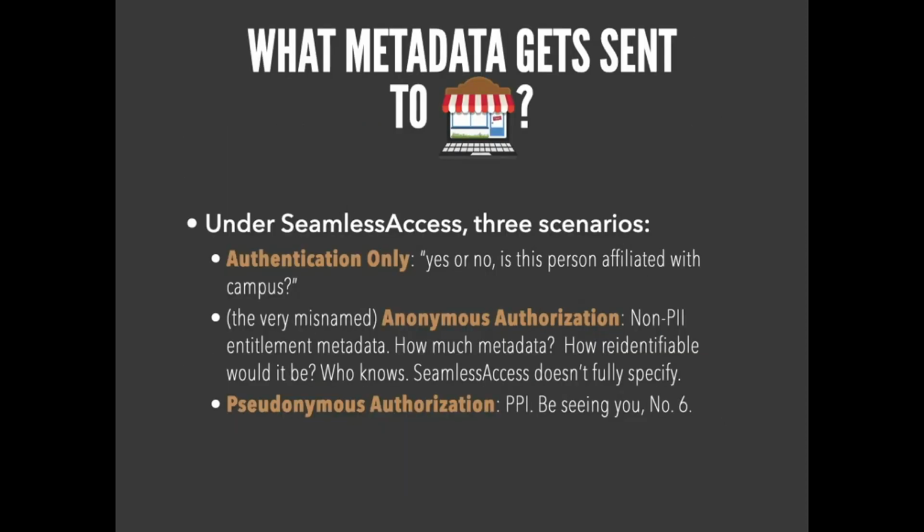But just because metadata exists doesn't mean the content vendor gets to see it. So what metadata does the content vendor get? Under Seamless Access, there are three possible scenarios. One I really like, and that's the authentication-only scenario, where the only thing the content vendor finds out is whether somebody actually is from campus. Then there's the very misnamed anonymous authorization scenario, where what gets communicated is entitlement metadata. How much? How re-identifiable would it be? Who knows? Seamless Access doesn't say. And finally, there's pseudonymous authorization, which sends a persistent pseudonymous identifier. Be seeing you, number 6.